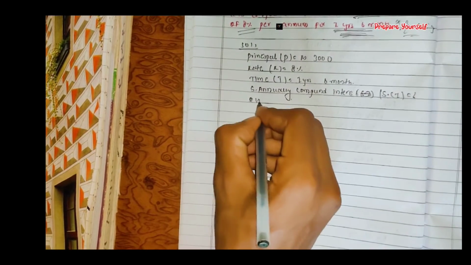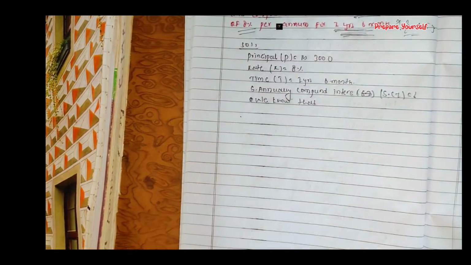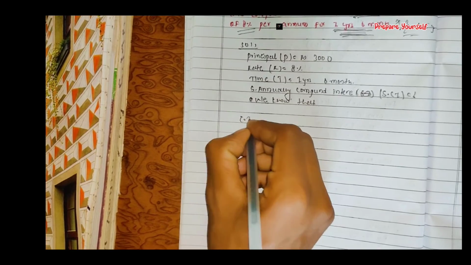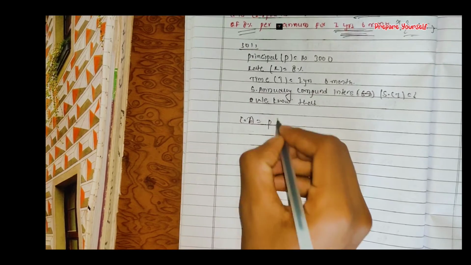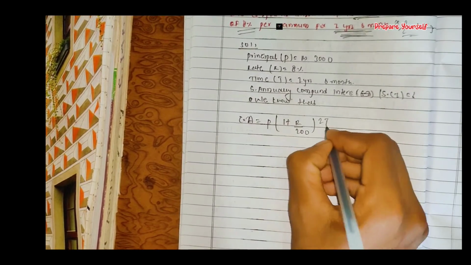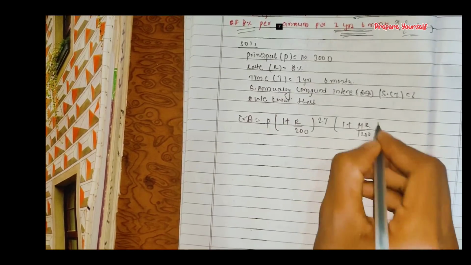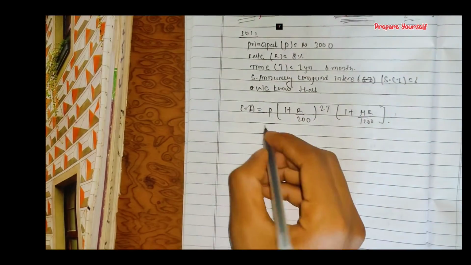Now we know the formula for compound interest. We have to find the compound amount and the compound interest. Simply we'll find the compound amount, and then subtract the principal. So the compound amount equals P(1 + R/200)^(2T) × (1 + MR/1200). And when we have to find compound interest, we just put minus 1 also.